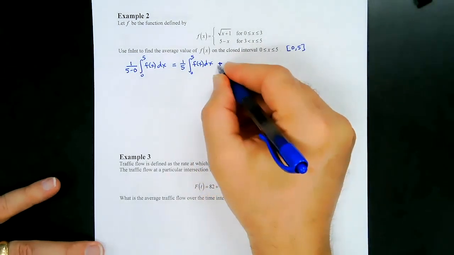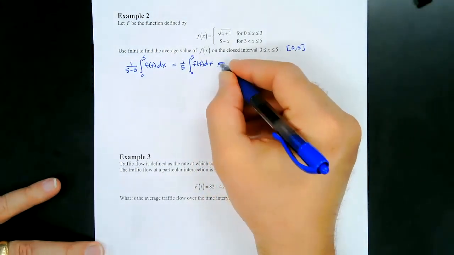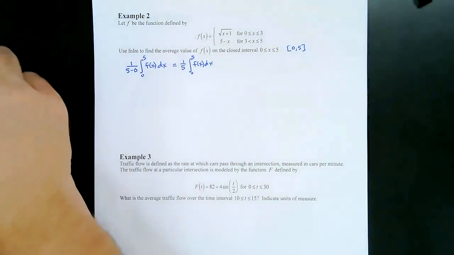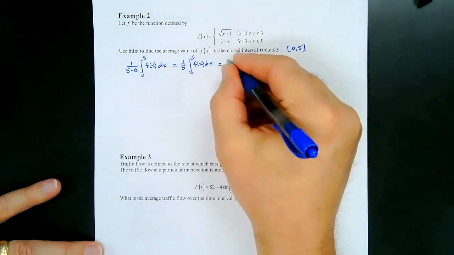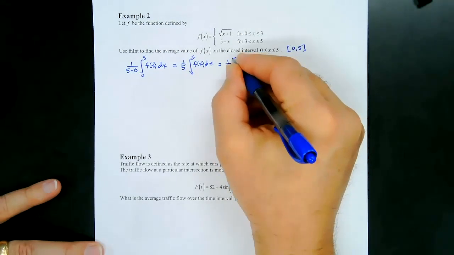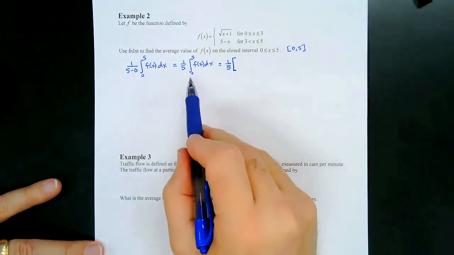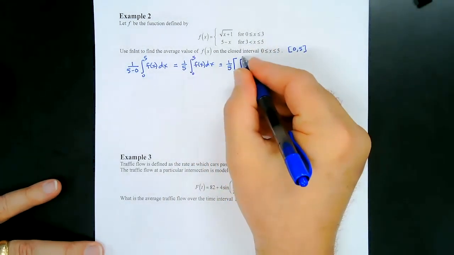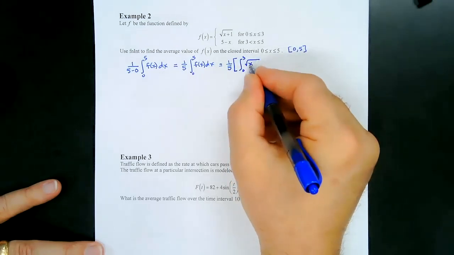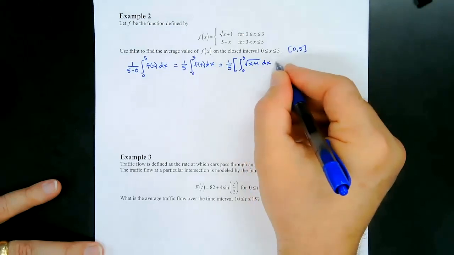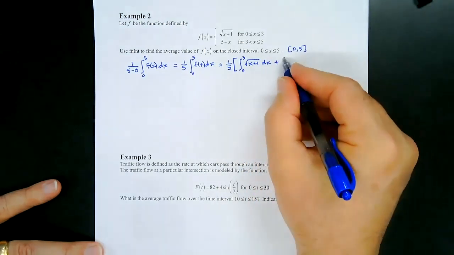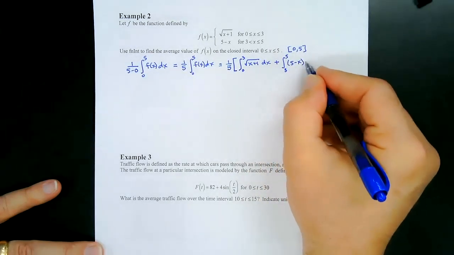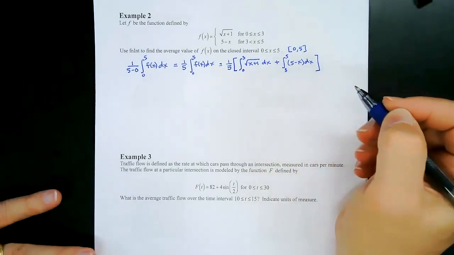So this becomes, not add, we should have an equals here. Let me put it white out. That's why God made white out, right? Okay. So this is equal to 1/5, and I'm going to use a bracket here. Then we're going to have to write the integral from 0 to 3, so that'd be the integral from 0 to 3 of the square root of x plus 1 dx. And then we also need to add to that the integral from 3 to 5 of 5 minus x dx. And then I need to close my bracket.